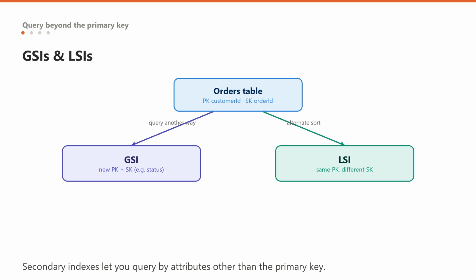A local secondary index, or LSI, keeps the same partition key but gives you an alternative sort key. Indexes cost extra storage and extra write capacity because every write updates them too. So you add indexes deliberately to support the specific access patterns your application actually needs.